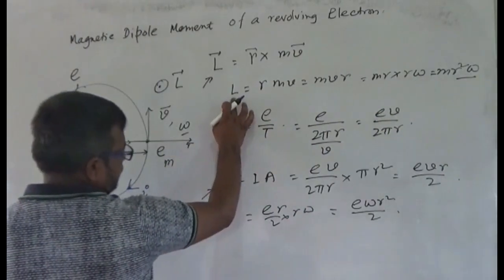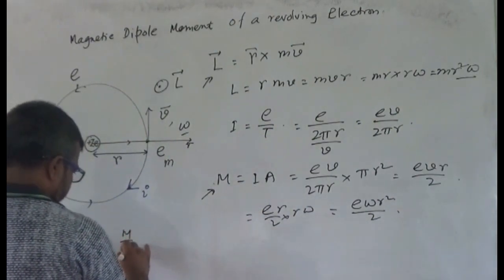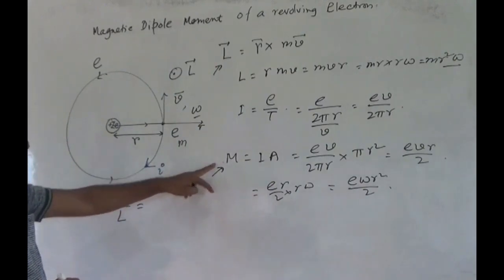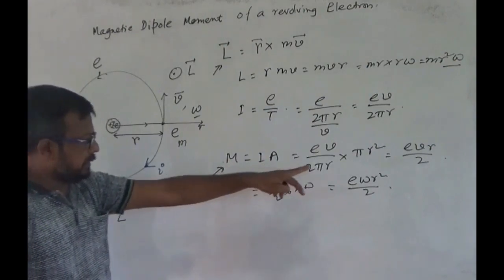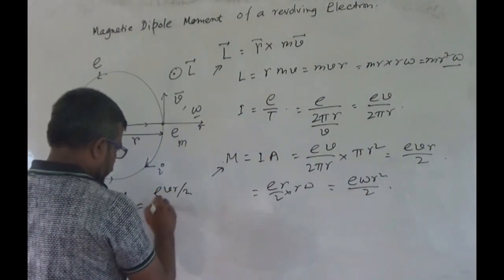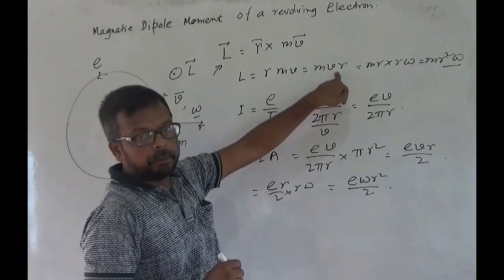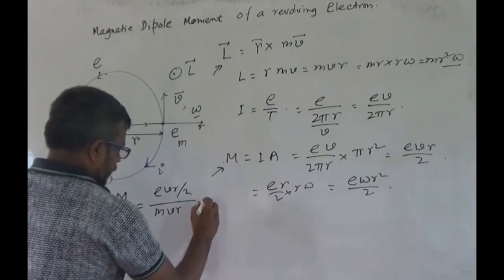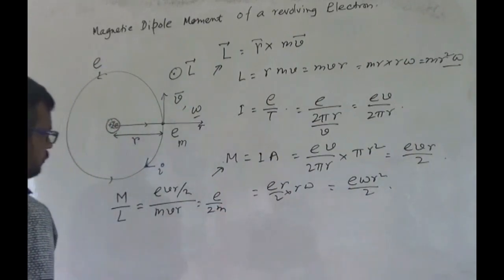Now L is this and M is this. Just write M by L. M is magnetic dipole moment and L is angular momentum. Now M is eVr by 2, right? eVr by 2, and L is mVr. L is mVr, and from here you get e by 2m, right?